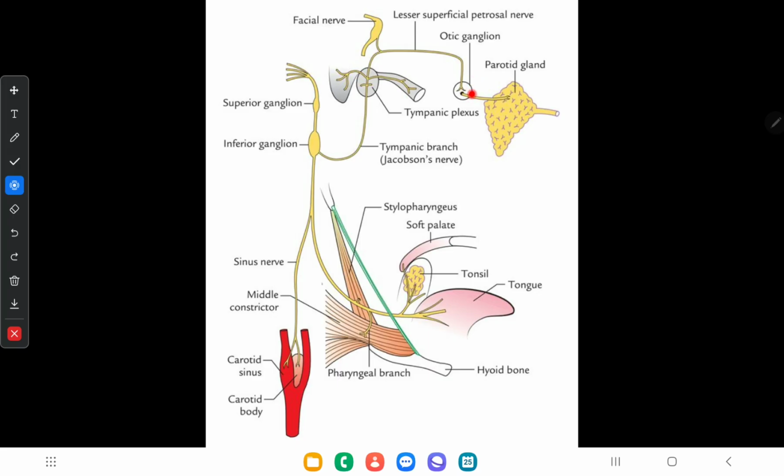Then the postganglionic fibers which arise from this otic ganglion supply this parotid gland. Lesser petrosal nerve carries preganglionic parasympathetic fibers.